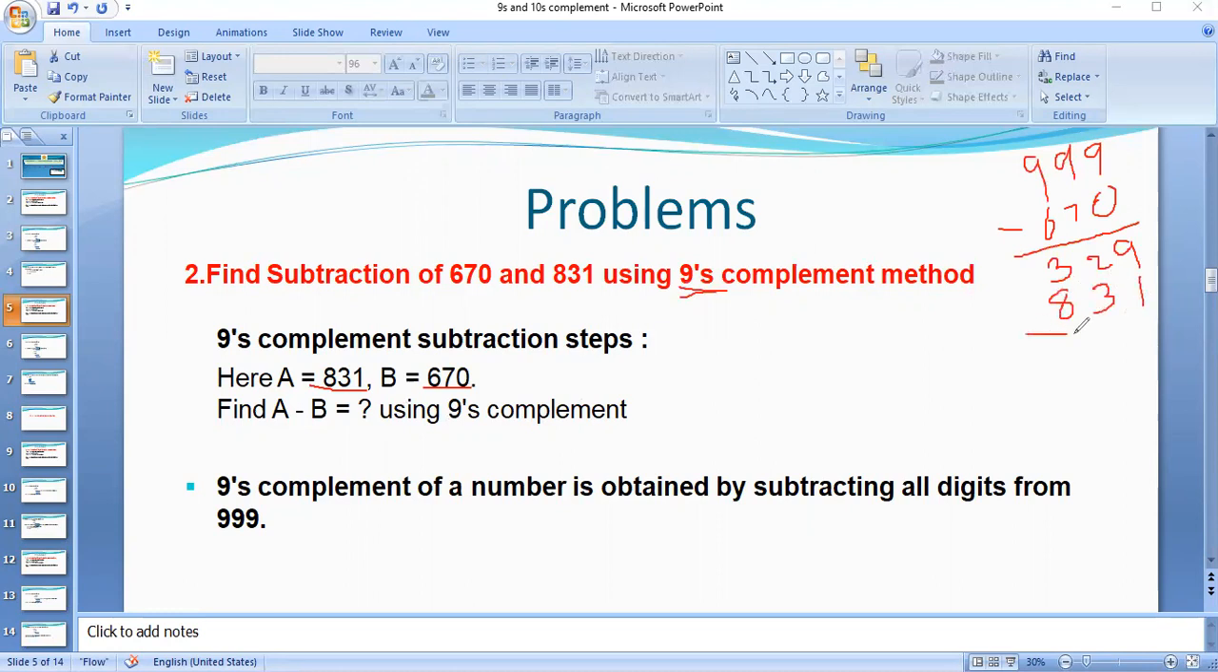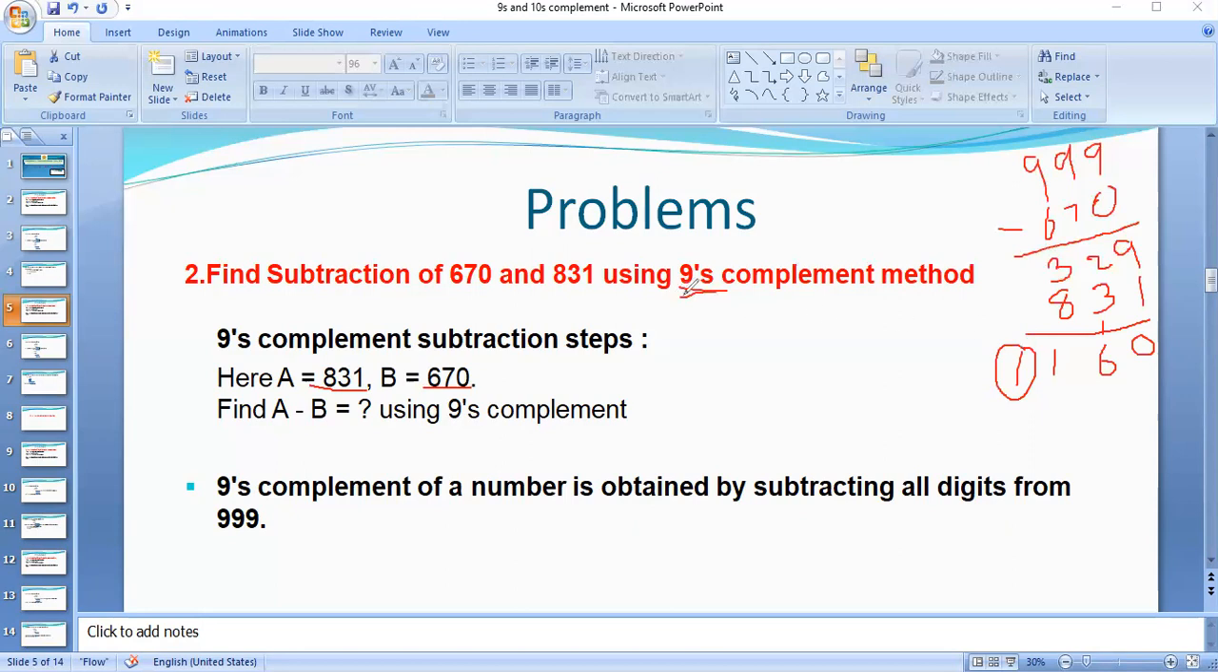So 831. See here, 9 plus 1, 10. 1 is the carry, 0 is the sum. 3 plus 3, 6. And 3 plus 8, 11. 11 means we have an end carry in the result.